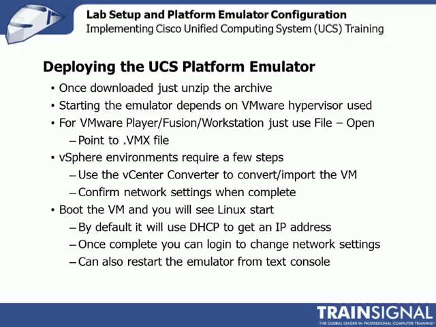When you boot the VM, you'll see a Linux console. So it is running on top of Linux, and by default, it'll use DHCP to get an IP address. And we can change that. Once it boots up, if there is no DHCP, you can still log into the console and change network settings. You can also do things like restart the emulator or reset it back to defaults from the console, and I'll show you that in the lab here in just a minute.